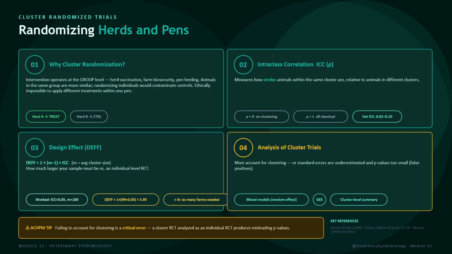Cluster trials are used when the intervention is applied at the group level, such as herd vaccination, pen level feeding strategies, or farm level biosecurity programs. Randomizing individuals would contaminate the control group or be ethically impossible. Cluster trials reflect real world implementation but require special statistical handling because animals within a cluster are correlated.